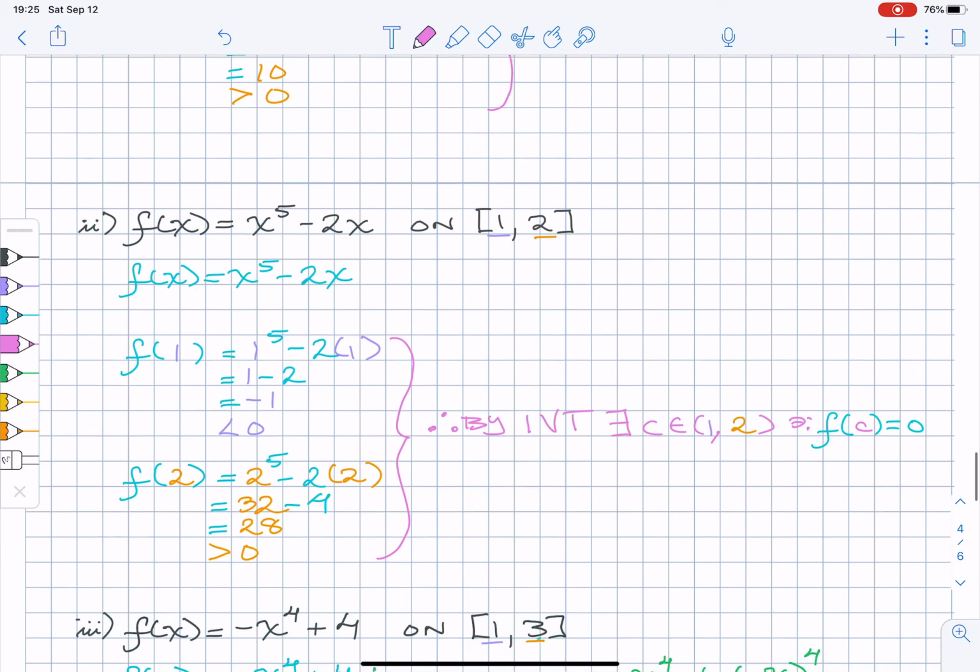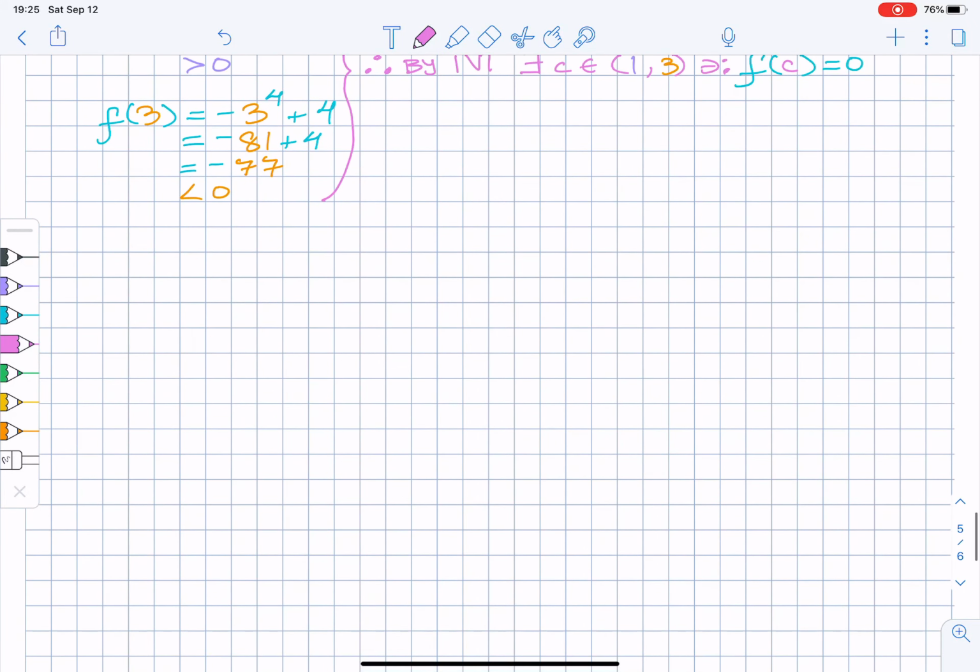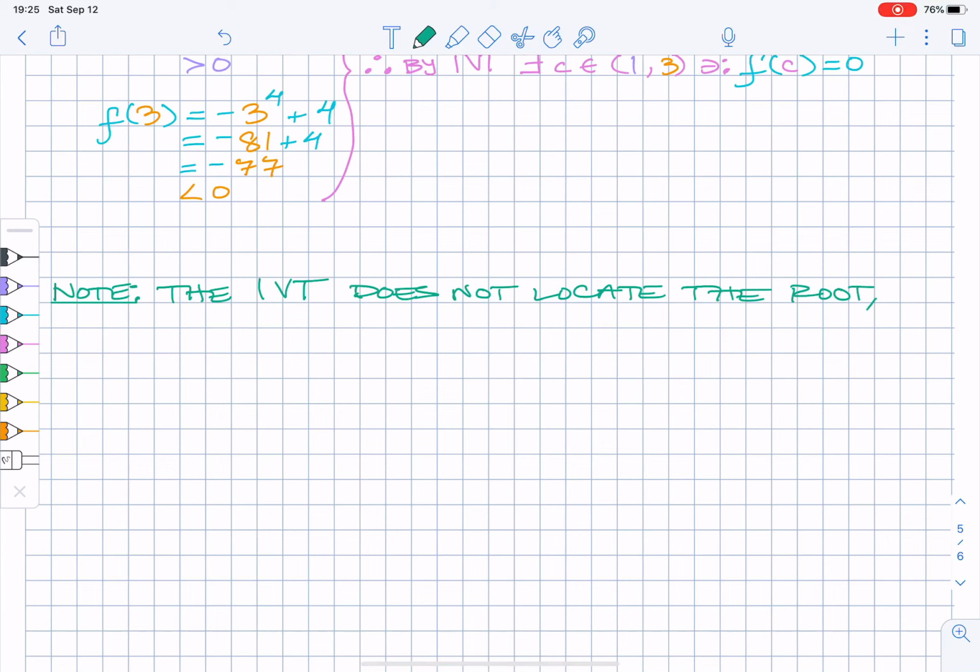Okay, so before we go, what I want to note about this is that the intermediate value theorem does not find the root. So note, the IVT does not locate the root, merely it proves one exists.